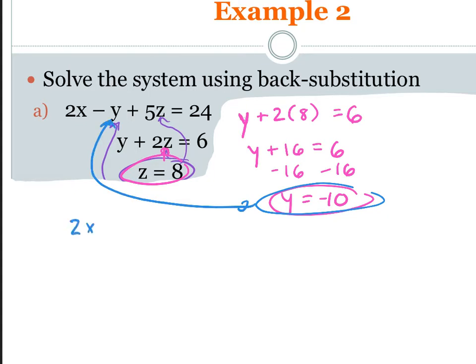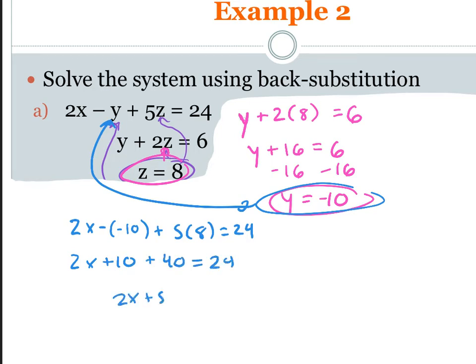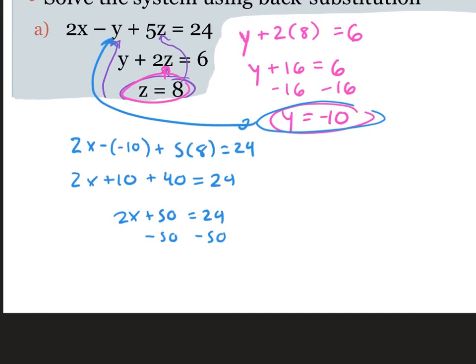So we have 2x minus negative 10 plus 5 times 8 is equal to 24. Just combine our like terms. So 2x plus 10 plus 40 is equal to 24. 2x plus 50 is equal to 24. Subtract 50. 2x is equal to negative 26.